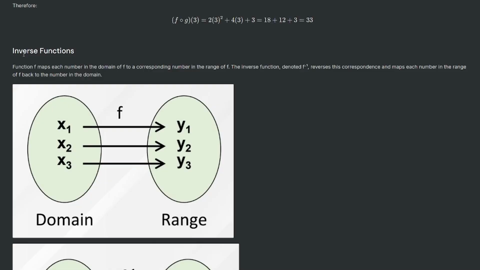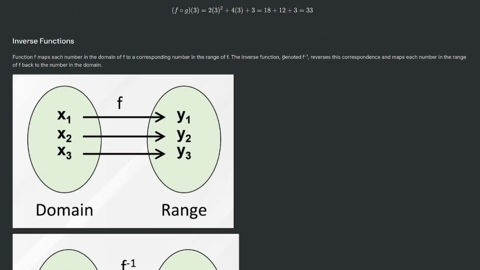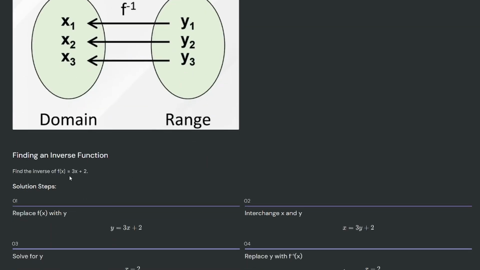And if you talk about the inverse of a function, it means reverse, basically the reverse of the function, and it is denoted by f inverse. For example, take the function f(x) equals 3x plus 2, and we have two or three steps from which we can calculate the inverse of the function.